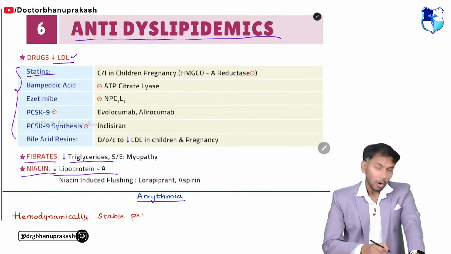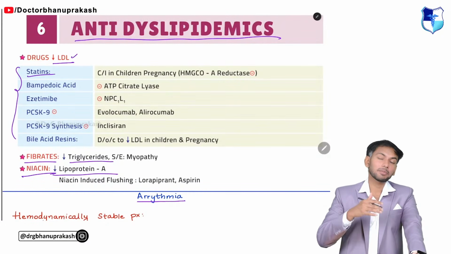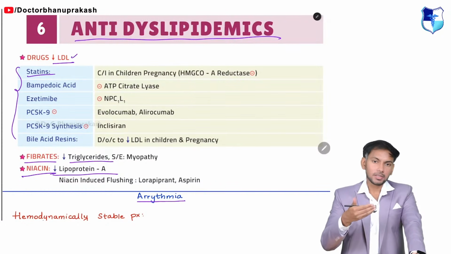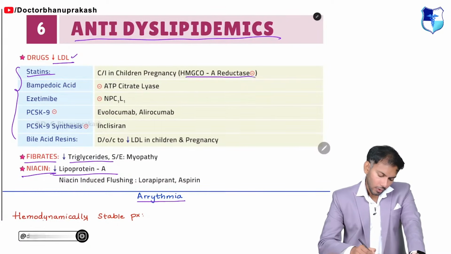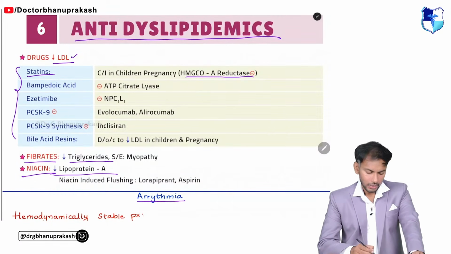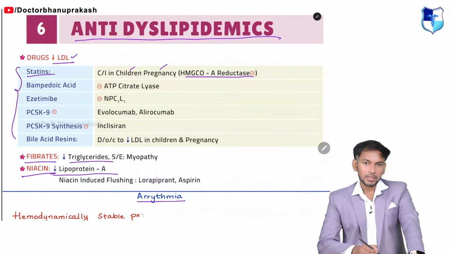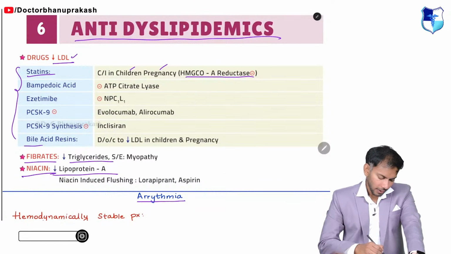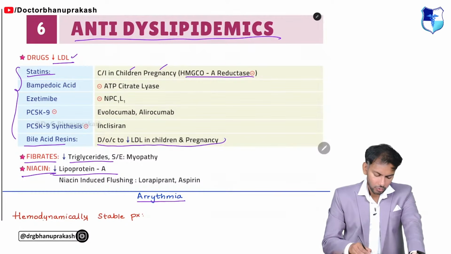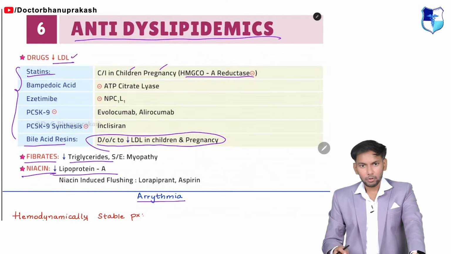It is statin. How do they act? By blocking the HMG-CoA reductase. This is the rate limiting step in the cholesterol synthesis. Yes. So, HMG-CoA reductase, but it is contraindicated in children and pregnancy. So, in children and pregnancy, what are the drugs that you can use? These are bile acid resins. These are drug of choice in children and pregnancy. You have to remember this.